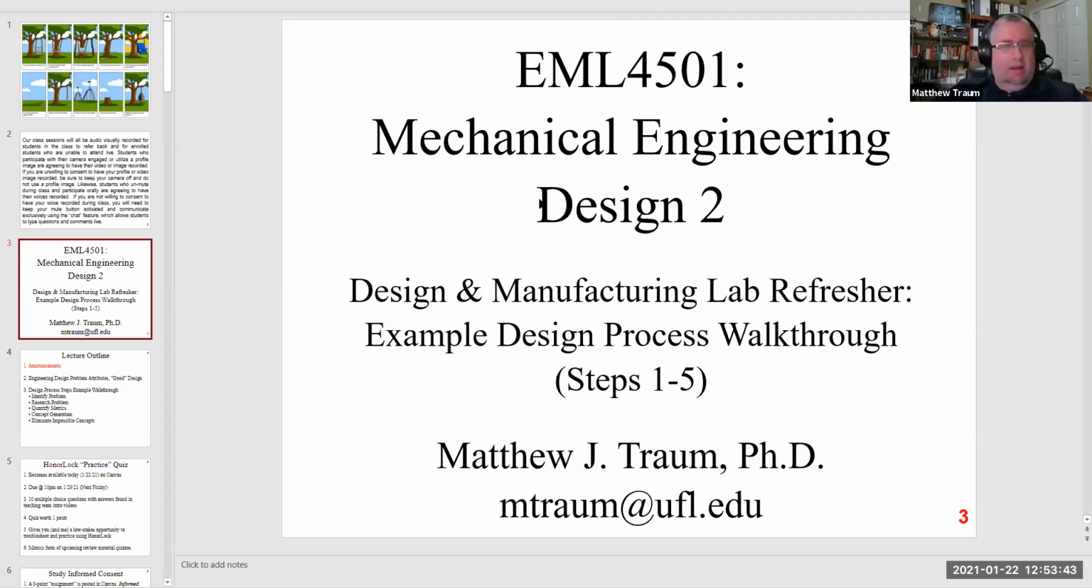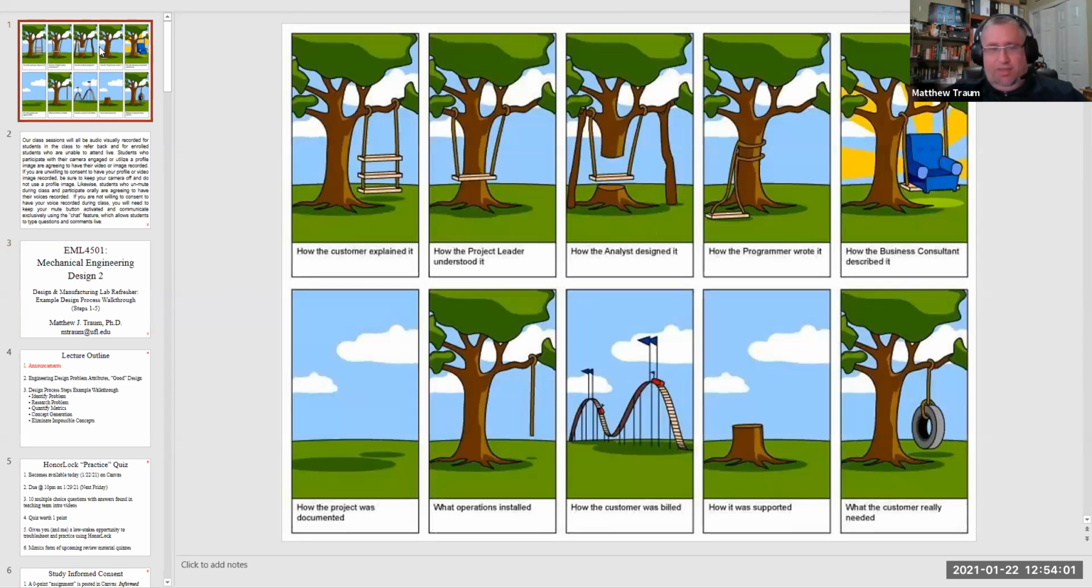Okay, so this is the design and manufacturing lab refresher lecture, and we're going to walk through the first 5 steps of the engineering design process. As always, with the synchronous lectures, I like to start with a cartoon, and this one I think is particularly relevant to what we're going to talk about today.